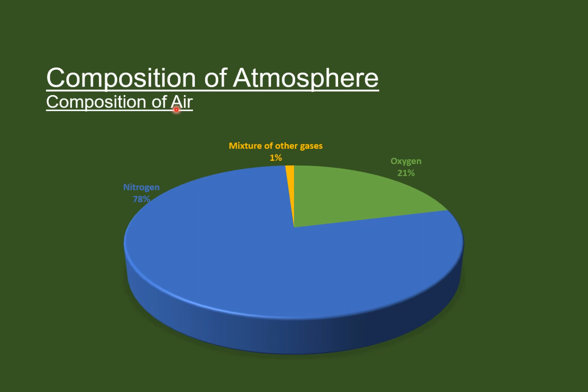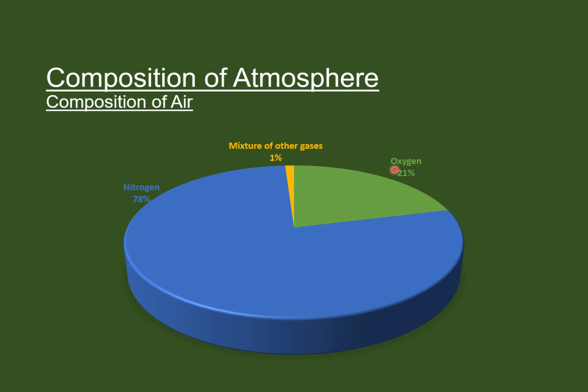This pie chart shows the composition of dry air by volume. In this pie chart, nitrogen is 78%, mixture of other gases is 1%. These gases include argon, carbon dioxide, neon, helium, methane, krypton, and hydrogen. And oxygen is 21%. Beside these gases, there are varying amounts of water vapor in the air.